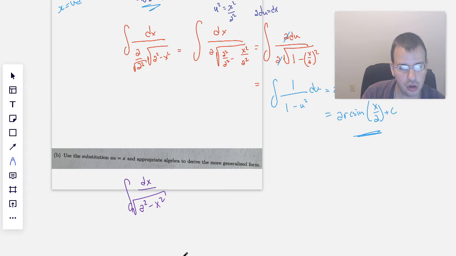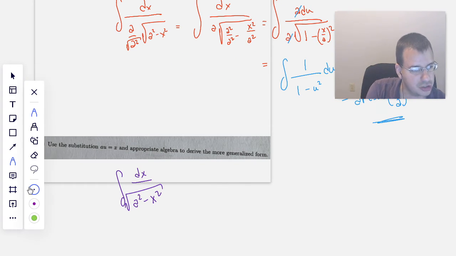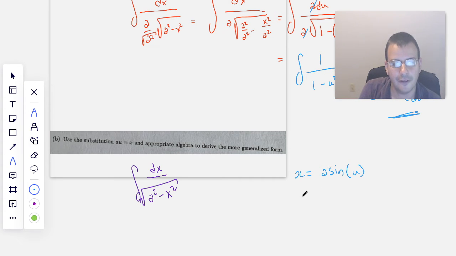And there are 3 basic formats which make your spider senses tingle. You should recognize, whenever you see a square root with the difference of 2 squares and the negative sign is with the x, you are going to want to do x equals a, and here they just do u, but I'm going to do this as sine of u. And I think you'll see why. It's the same process. It's just going at it slightly differently.